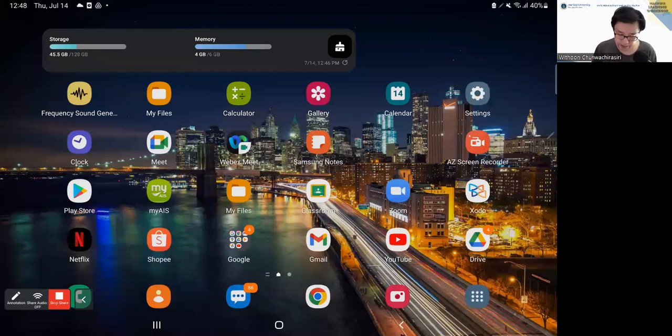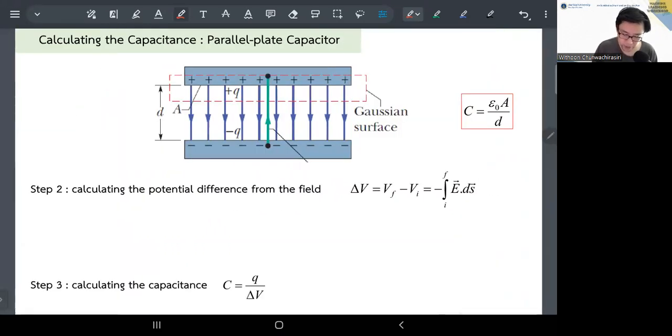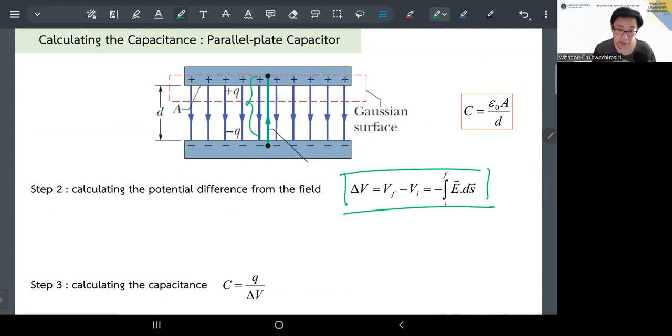So what we have next is, based on the known value of the electric field between the plates, I want to figure out the potential difference between the positive and negative plates. How to do that? I'm just going to apply the definition of the potential difference based on the electric field. I'm going to walk from the negative plate, meaning I'm considering the path pointing from the negative plate to the upper positive plate along the green path, and do the integral.